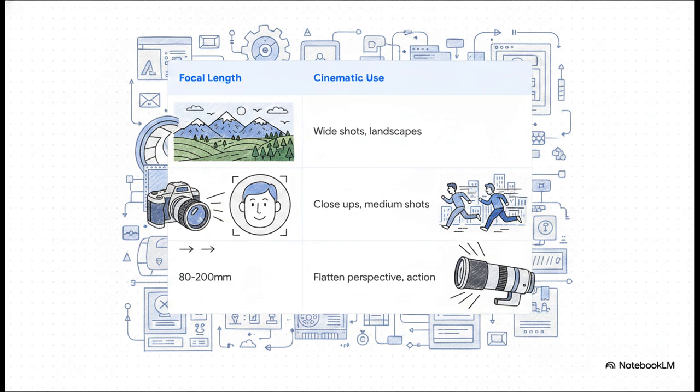You'd use a 15 to 18 millimeter focal length for establishing deep, wide landscapes. Then you jump to a 35 to 55 millimeter lens for close-ups so you aren't weirdly distorting the character's face. And you'd use an 80 to 200 millimeter lens to flatten the perspective during fast, quick action shots. Applying real-world cinematic constraints inside a limitless virtual world is exactly what makes it feel real to the audience.